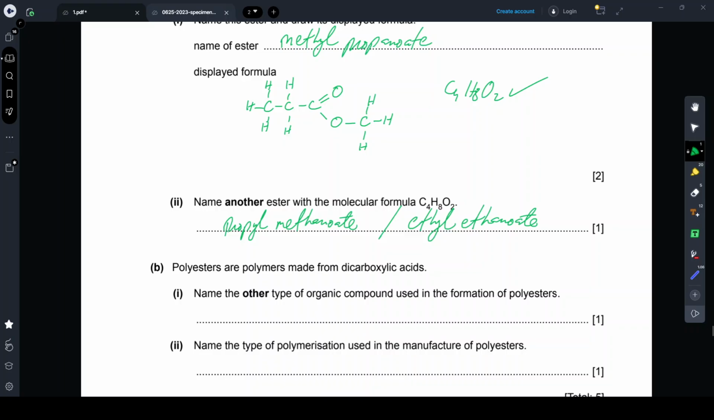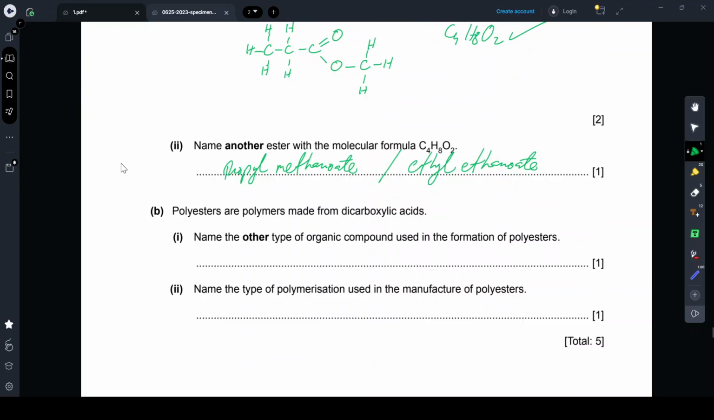Polyesters are polymers made from dicarboxylic acids. Name the other type of organic compound used in the formation of polyesters. I don't know the answer. Okay, so esters are from acids and alcohols, right? So polyesters are made with dicarboxylic acids, right? So that's the acid part. What about the alcohol part?